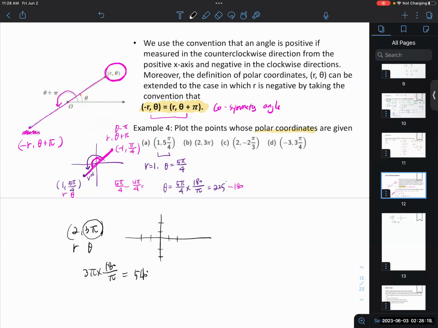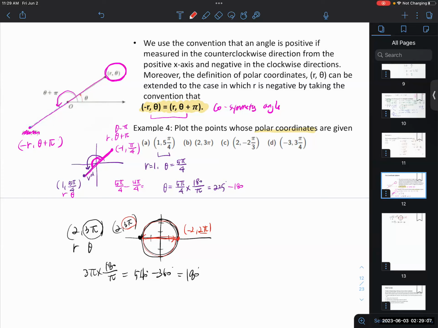The entire circle is 360. You have to go 180 degrees more. So you start from here with the radius, you go up, this is 360. From here, you're going to go 180 more. So this is the location (2, 3π). Am I correct? You can find out the co-symmetry angle right there, which is here. -2, you can subtract π or you can add π. Doesn't matter. They're locating the same opposite side. So (-2, 2π), exactly. This is 360. So they are co-symmetry angles.